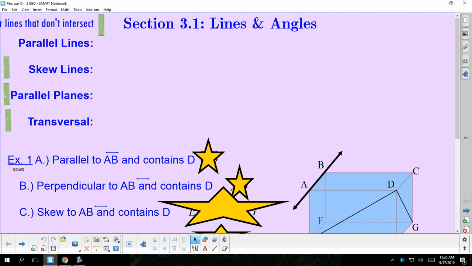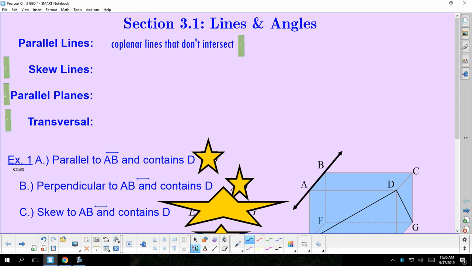The first, parallel lines. Coplanar lines that do not intersect. So if I have two lines, say line A and line B, lying in the same plane, you can say that A is parallel to B. So our shorthand notation is the two lines that look parallel. So A is parallel to B in that case.